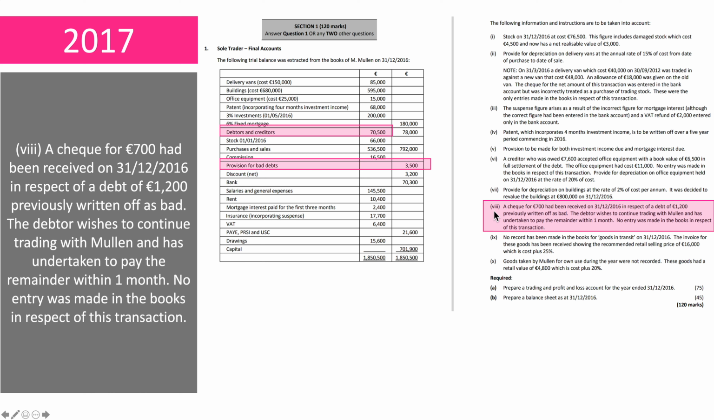And the adjustment here, we've just got one this year, adjustment 8. A cheque for €700 had been received on the 31st of the 12th, 2016 in respect of a debt of 1,200 previously written off as bad. The debtor wishes to continue trading with Mullen and has undertaken to pay the remainder within 1 month. No entry was made in the books in respect of this transaction.